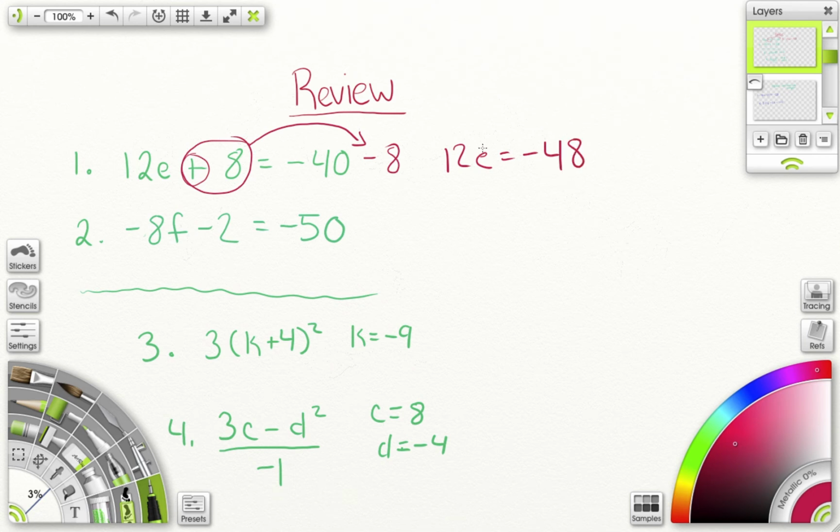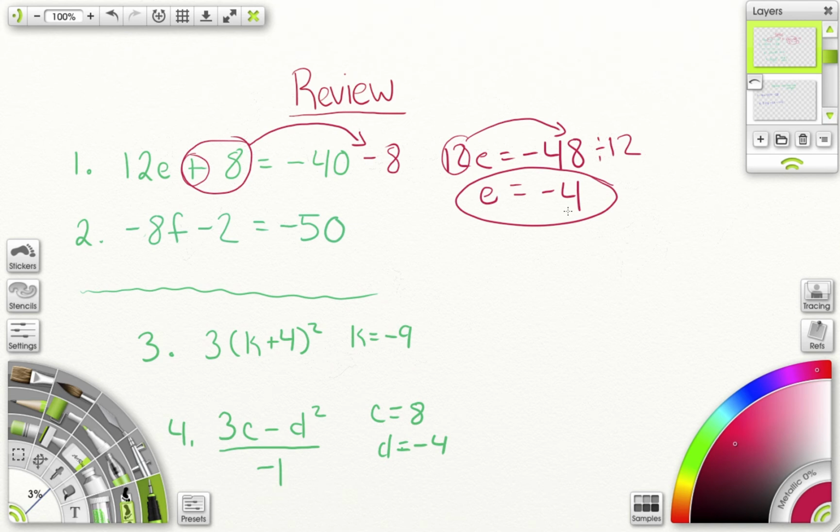My last step is to isolate that e. On this side of the expression, I was multiplying it, so 12 times e. All I have to do now is just do the opposite operation over here, so it becomes division. So now I have negative 48 divided by 12, which equals negative 4. So e equals negative 4.